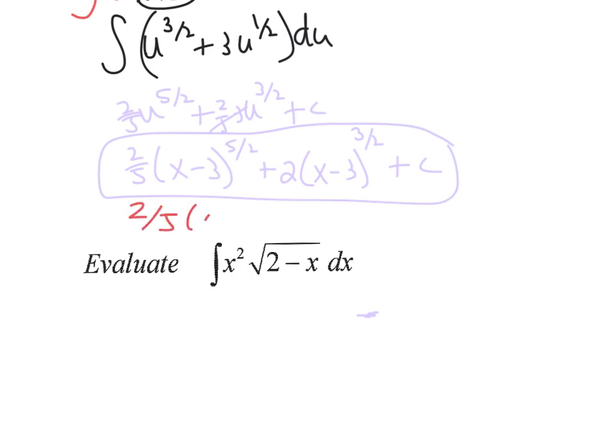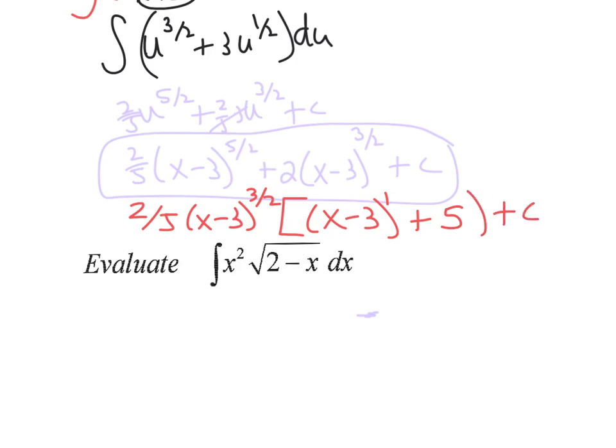You can factor out an x minus 3 to the 3/2. And then you could factor it, so turn it into x minus 3 to the 2/2, which is really like to the first power. Because remember, if you raise this to the first power, that's like 2/2, so that's to the 5/2. And then you could do plus, to get a 2 there, you'd have to do a plus 5, right? Because if you do 5 times 2/5, that gives you 2. And then plus c.